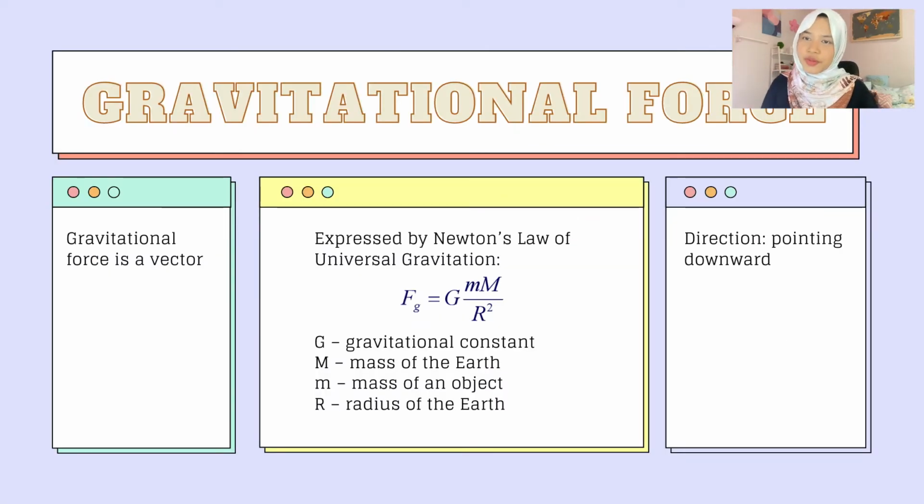Next, I will explain to you about gravitational force. Gravitational force is a vector, and it is expressed by Newton's law of universal gravitation. The formula of gravitational force is equal to G multiplied by M m over r squared. The capital letter G is the gravitational constant. The capital letter M is the mass of the Earth, and the small letter m is the mass of an object, and the capital letter R is the radius of the Earth. And the direction of gravitational force is always pointing downward.